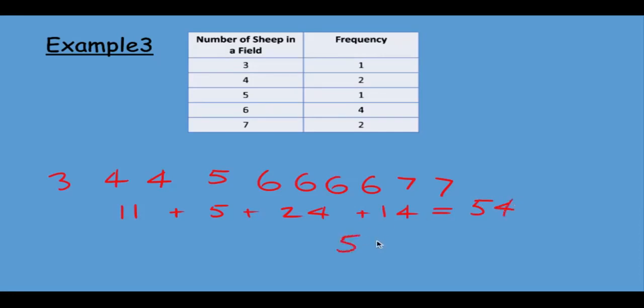So I've got 54 divided by. So I'm going to add all these up. So I can say 1, 2, 3. That's 4, 8, and 10. So got 54 sheep divided by 10 fields. So we've got an average of 5.4 sheep in each field. So our mean. So there we go. So side heading main task.